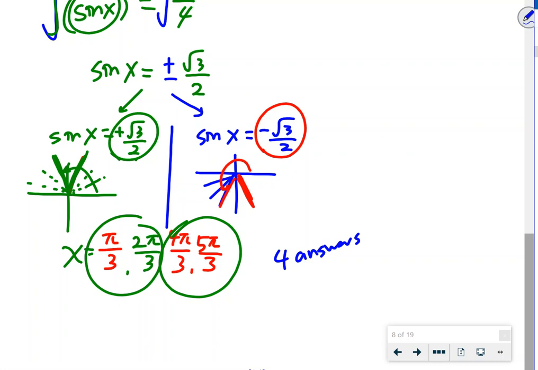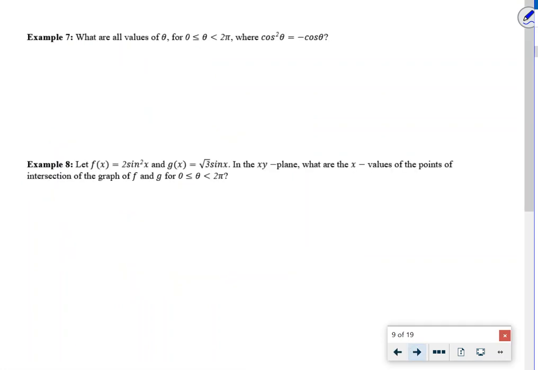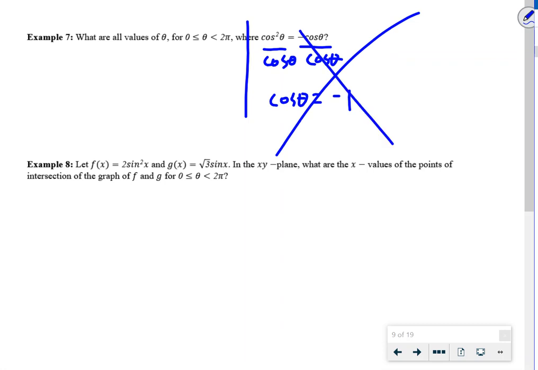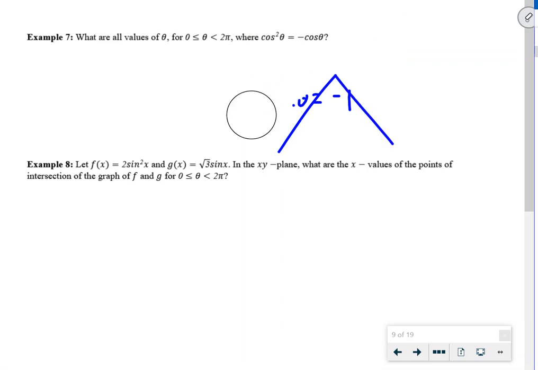Let's move on. Example 7. One of the careless mistakes, or the mistake I see, is dividing by cosine on both sides and making it cosine theta is equal to -1. No, that's not correct.